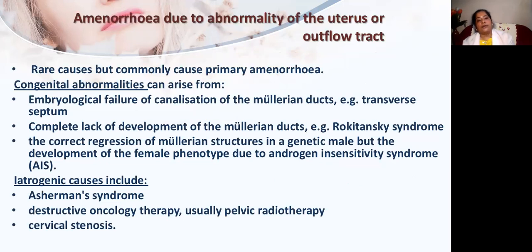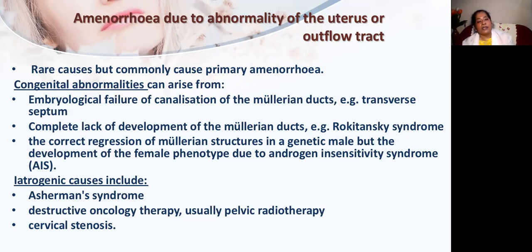Amenorrhea could be a result of many causes. Outflow tract obstruction is a rare cause but a common cause of primary amenorrhea. Some congenital abnormalities can arise from embryological failure of canalization of Mullerian ducts. That is, there's a transverse septum, which prevents the collected blood inside from coming out, and therefore the girl is having primary amenorrhea.